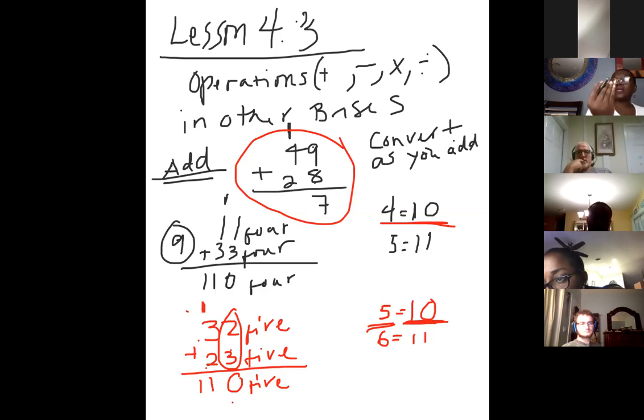And then I do it again. So this time I'm gonna add 1 plus 3 plus 2, which gives me 6. I cannot use the 6, so I convert it. 5 goes into 6, how many times? Once, with 1 left over. And I keep both digits because I'm done with the problem. It'll get easier, guys. It just takes a little bit of time to get used to it.